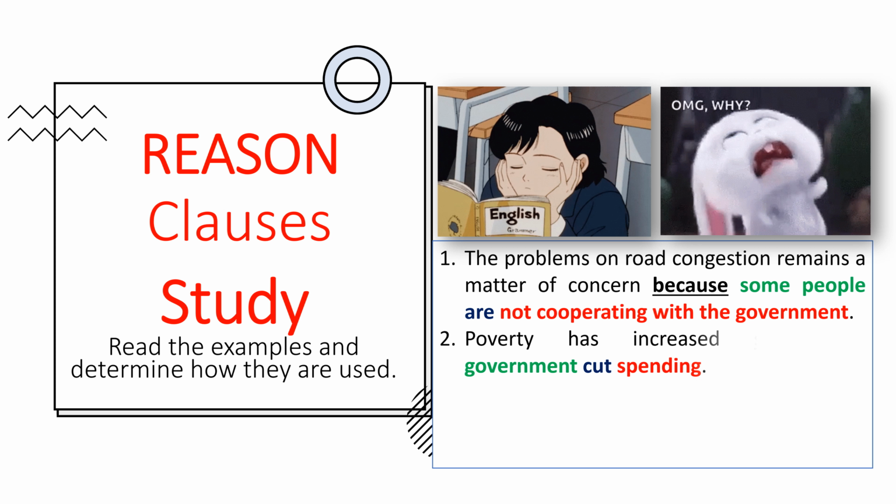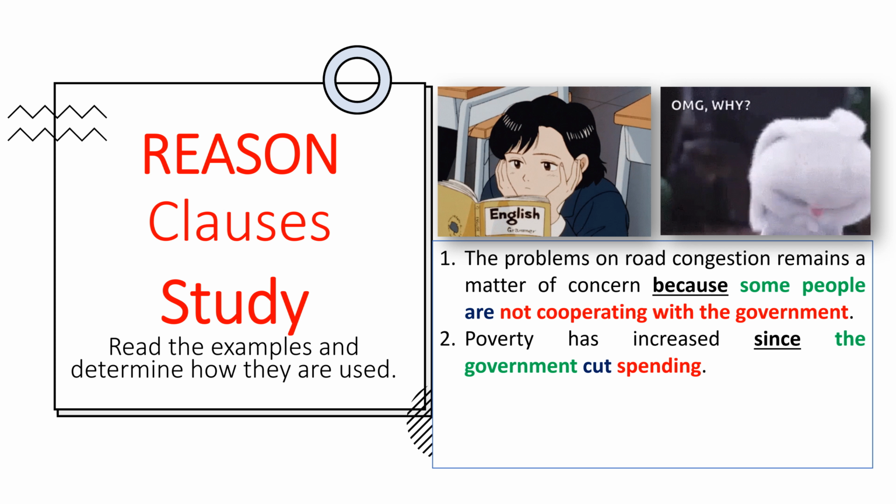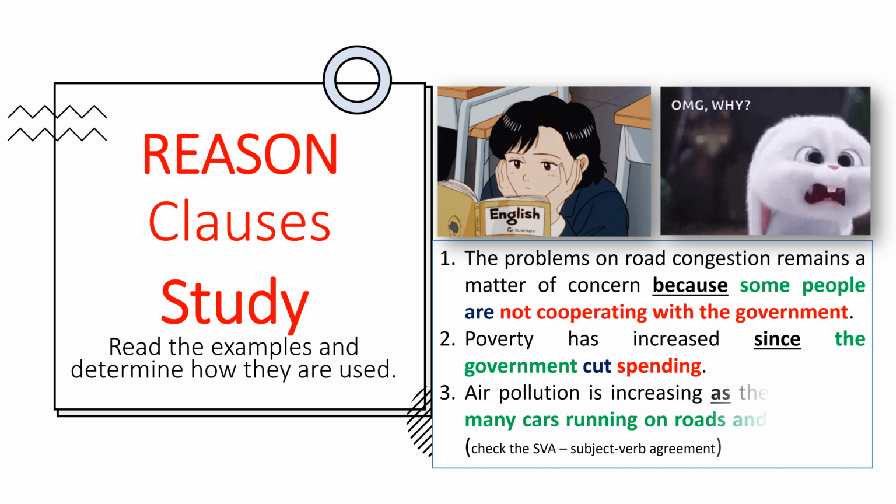The second example here is poverty has increased. Why? Since the government cuts spending. All right, so by the time the government has cut spending, poverty has increased. Number 3, air pollution is increasing. Why? As there are too many cars running on roads and highways. All right, so again, the reason clauses here specify or explain the situation or the why of the situation.